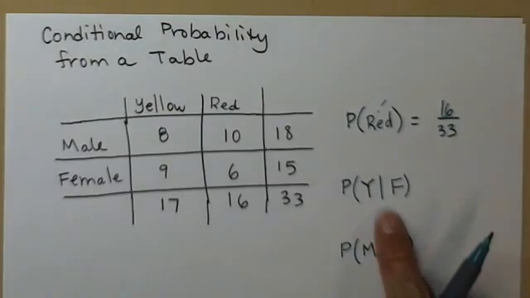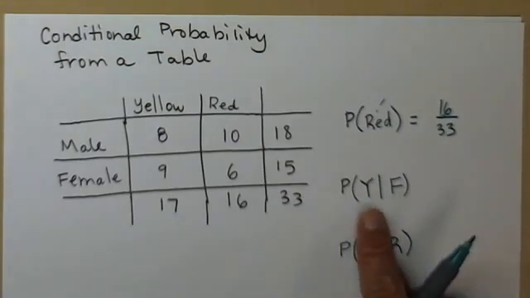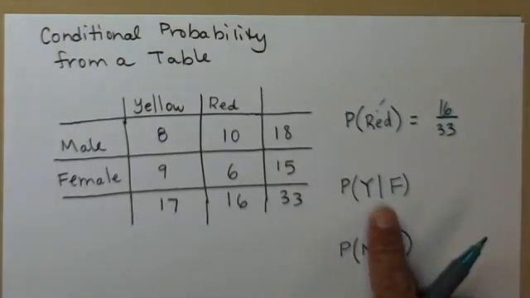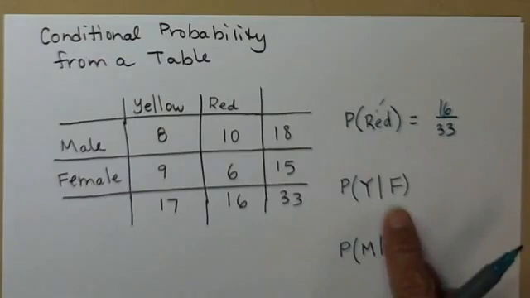Recall for conditional, we use this little vertical line that we read as given. So what's the probability, and I started abbreviating, that when I pick a person at random, that person prefers yellow given it's a female? I'll again caution you away from the formula. It's much too complicated.